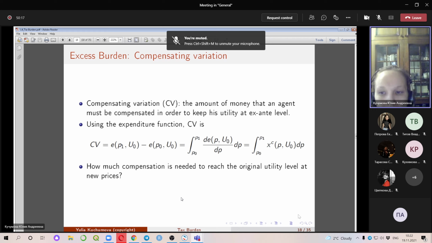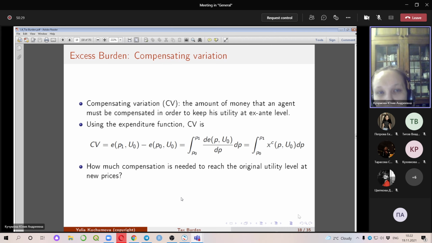Right, and then we are ready to finish our formula for the CV. It's an integral from P0 to P1 of the compensated demand, dP, at U0, right? It's the compensated demand that corresponds to utility level U0.